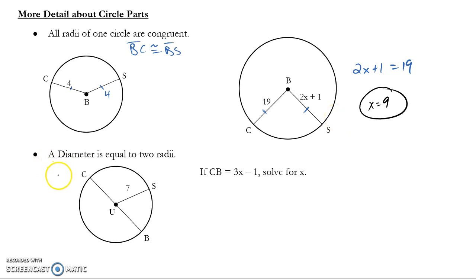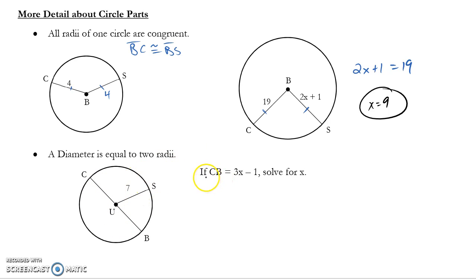Another rule that you guys are probably also aware of is that a diameter is equal to 2 radii. So if I know that CU is a radius and UB is a radius, CB is a diameter because it is a constant segment that goes through the center of the circle. SU is a radius, BU is a radius, but that doesn't make SB a diameter. It has to go through the center of the circle, and it's 2 radii.